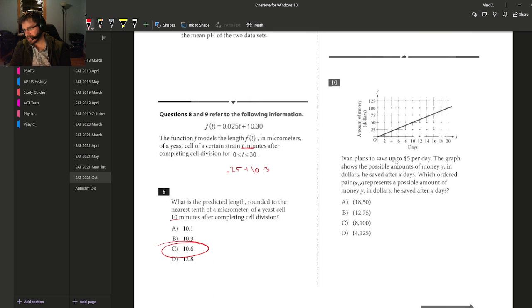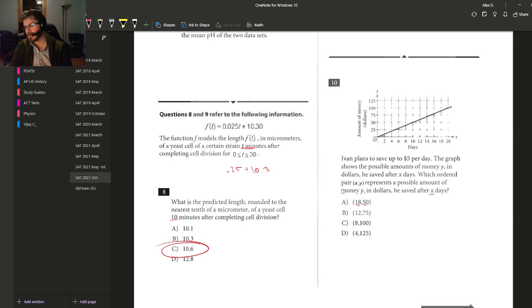Ivan plans to save up $5 per day. That's a slope. The graph shows the following. Which pair represents the possible amount of money he saved after x days? Okay, so we start with 0. So it needs to be a multiple of 5. They're all good. And if we start with 0, basically the product of this times 5 has to equal that. So that's clearly wrong because 10 times 5 is 50. 5 times 12 is 60. 5 times 8. Wait. Something is wrong.